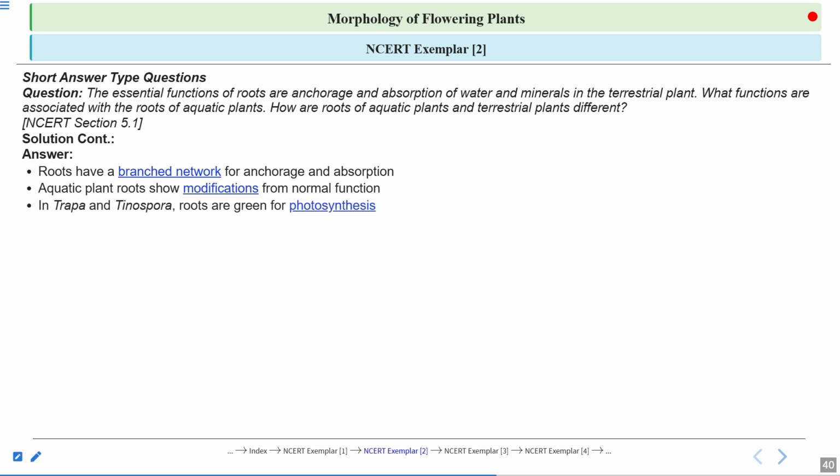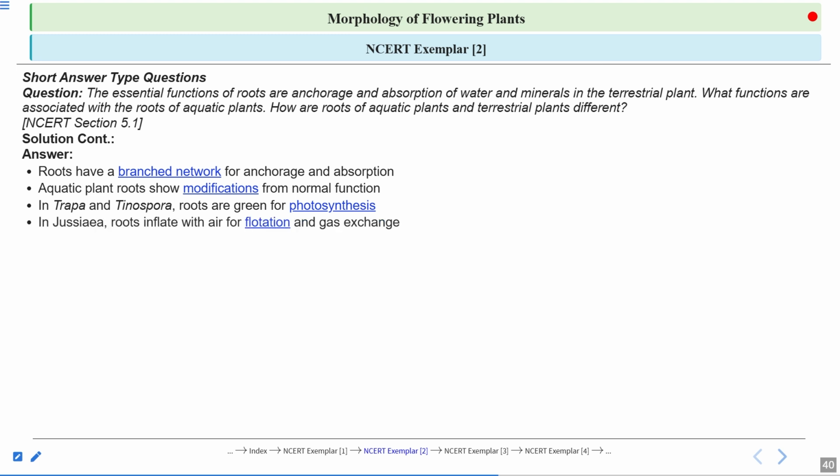What is that? In Trapa, in Hindi we call it singhada. In Tinospora, roots are green for photosynthesis. See, this is the modification. In Tinospora, the roots become green in color and they help in the process of photosynthesis. Though they have leaves, it doesn't mean that Trapa does not have leaves. They do have leaves, but still they require more and more food material, right? So that is helped by the roots of Trapa.